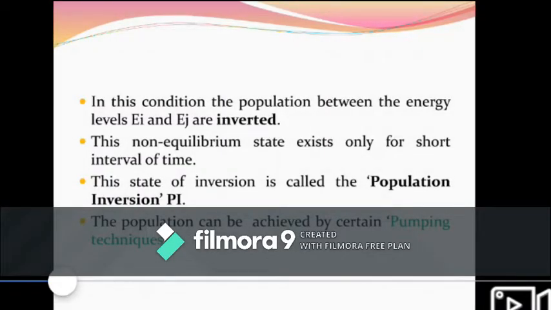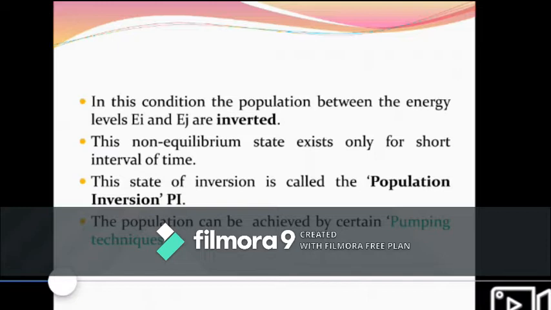In the previous diagram, you have seen that the populations between the energy levels Ej and Ei are inverted. In the ordinary case, the atoms at Ei should be more, and Nj should be less, but it is inverted. So that is called the inversion. That is population inversion. This is a non-equilibrium state. This is not the equilibrium condition.